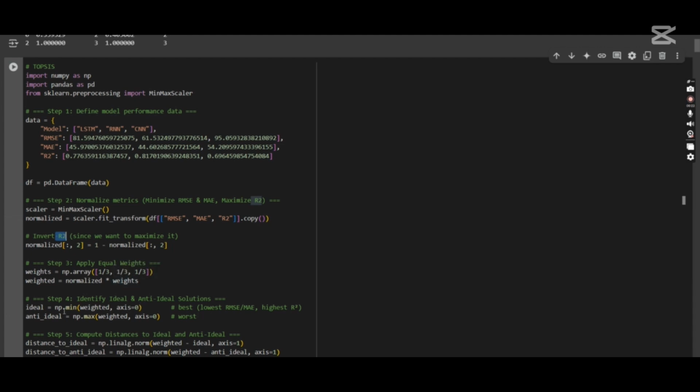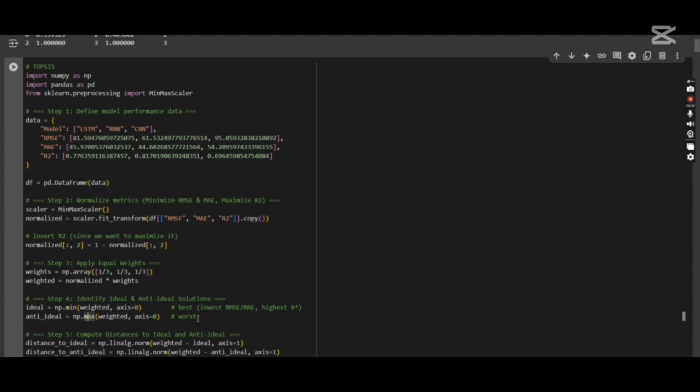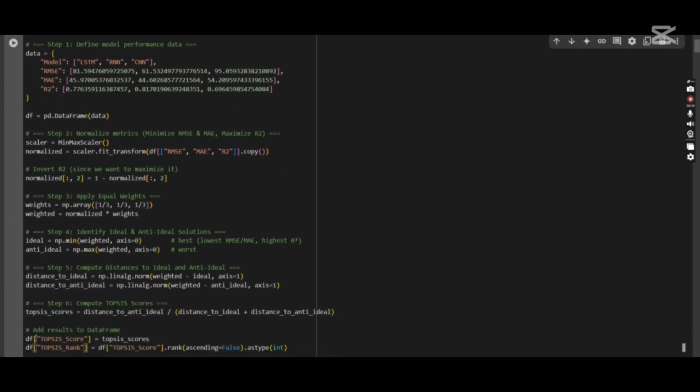So here you can see minimum and maximum identify the ideal and anti-ideal solution by what? By considering the minimum and maximum value. Here you can see this is the minimum and this is the maximum. So minimum is the ideal and maximum is the anti-ideal or worst case scenario. And now compute the distance.